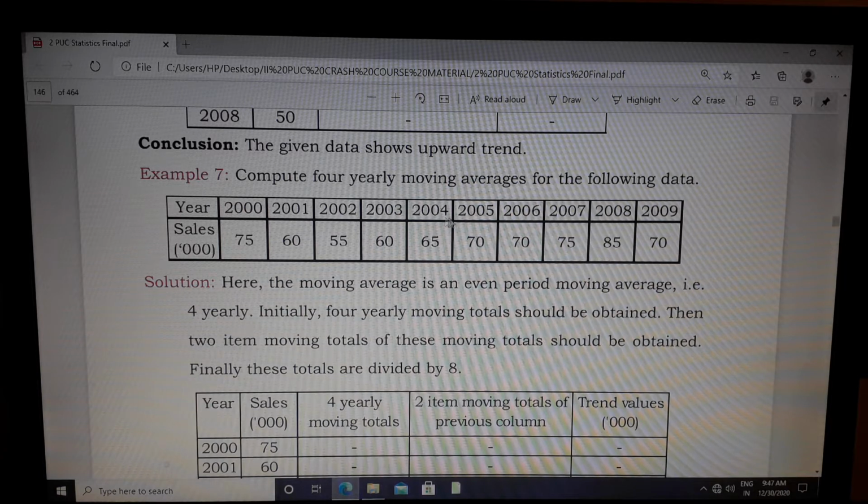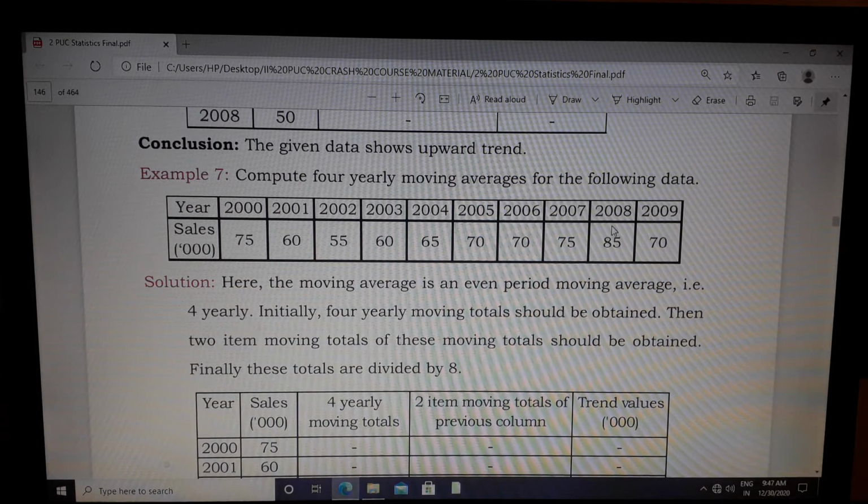2001, 2, 3, 4, 5, 6, 7, 8, 9, almost 10, right? So 10 years, and then sales in thousands they have given 75, 60, 55, 60, 65, 70, 70, 75, 85, 70. Here the moving average is an even period moving average. Yes. Now that is 4 yearly.